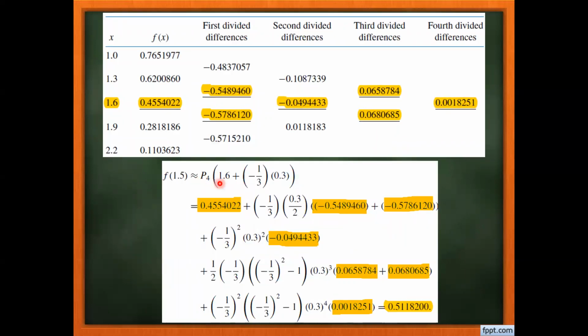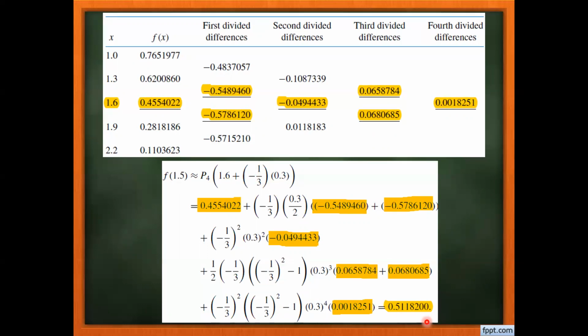Okay, substitute the values in your formula. We have x naught equals 1.6. We got the value of s, we got the value of h. You can see that we first use this value, then we have the sum of these two values, then a single value, then the sum of these two values, and then a single value. By substituting it, we get the solution.